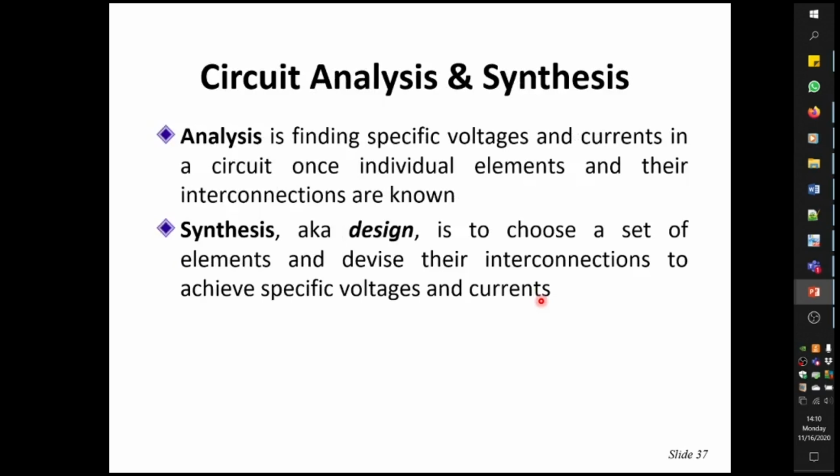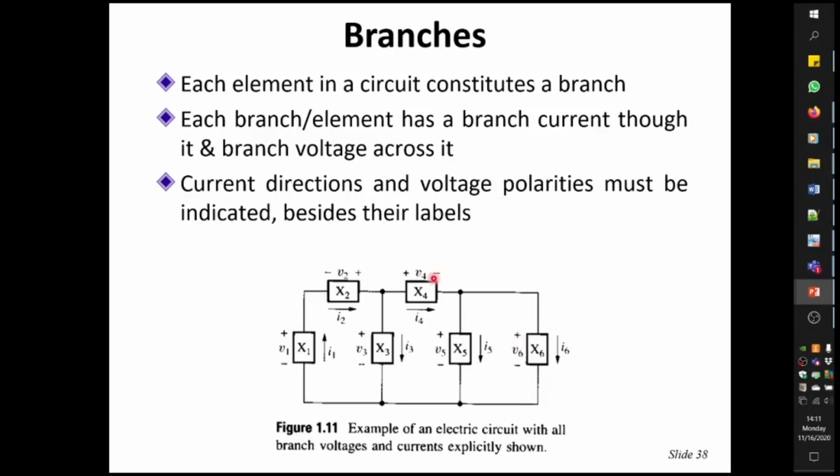As far as circuit analysis is concerned, there is also something called synthesis. Firstly, let's look at what analysis is. Analysis is finding specific voltages and currents in a circuit once individual elements and their interconnections are known. If you already have a circuit like this, already constructed, what you can do is simply analyze the circuit in order to find the currents through and voltages across any given element in the circuit.